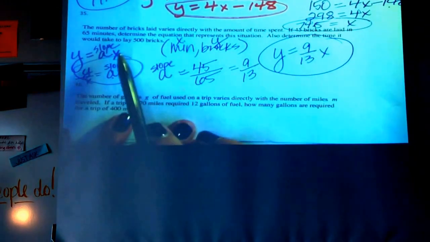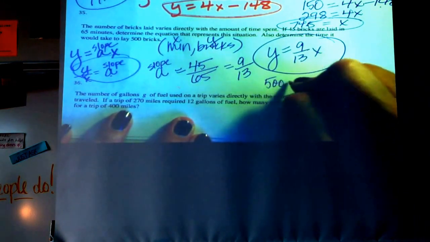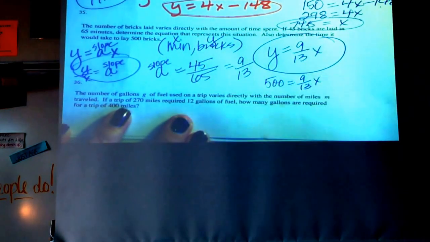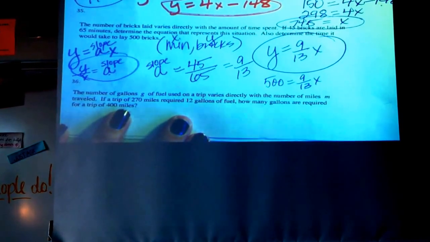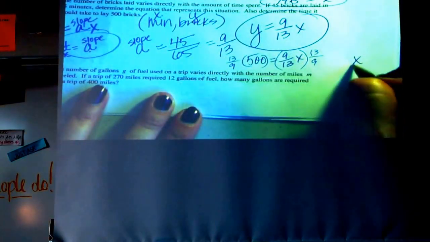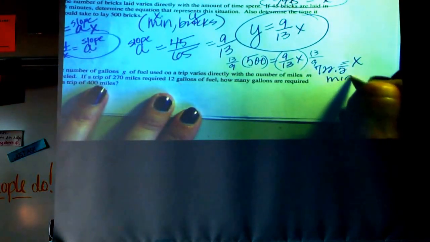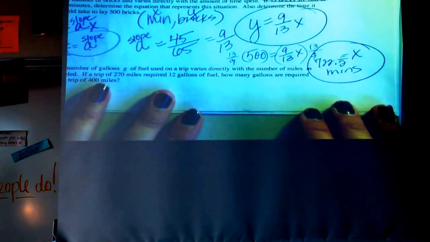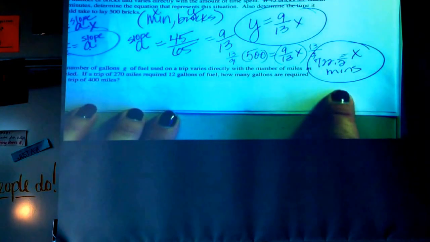Now, determine the time it would take to lay 500 bricks. Well, 500 is equal to 9/13 times what time? So I'm going to multiply 500 by 13/9, the reciprocal, on both sides. If I multiply by 13/9 on both sides, I'm going to find out that the time it takes is 722.2 minutes. And for our sake right now, I'm going to leave it right at that. I can figure out how many hours, because I'm definitely not counting how many minutes. I'm working on counting hours. But for right now, I'm going to leave it sitting there.